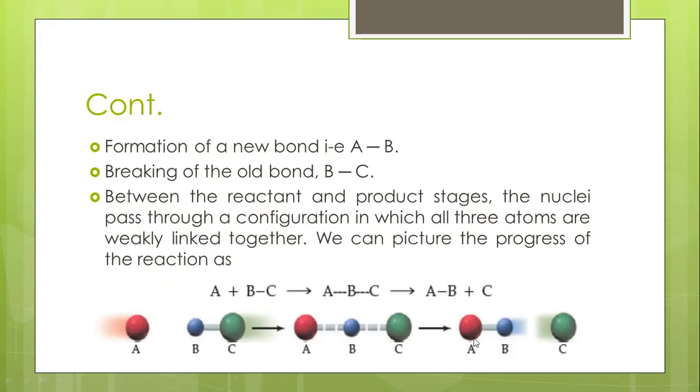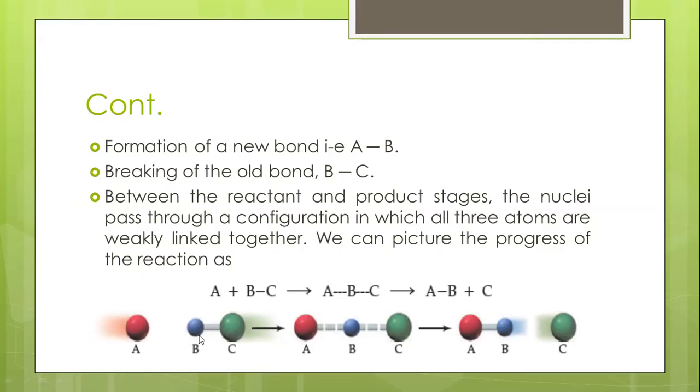If the reaction occurs in a single step, the electron distribution about the three nuclei must change in the course of the collision such that a new bond AB is developed. So there is formation of a bond, and after that there is also a breaking of a bond at the same time, which is the bond BC. Between the reactant and product stages, the nuclei pass through a configuration in which all three atoms are weakly linked together. We can picture the progress of reaction as follows.